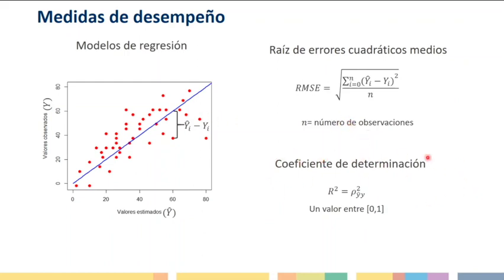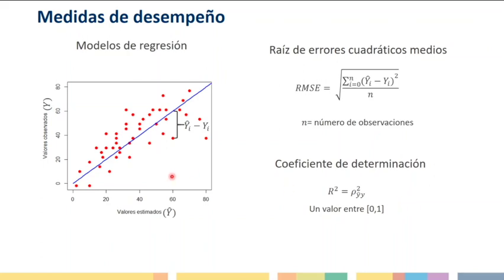Another measure that is used here is the R square, the coefficient of determination. This can be calculated based on the correlation between the observed response variable and the one estimated with our model. And this is a value that goes from 0 to 1, or it can be multiplied by 100.